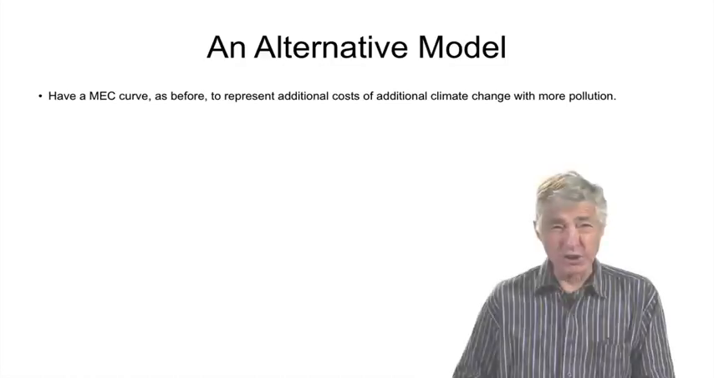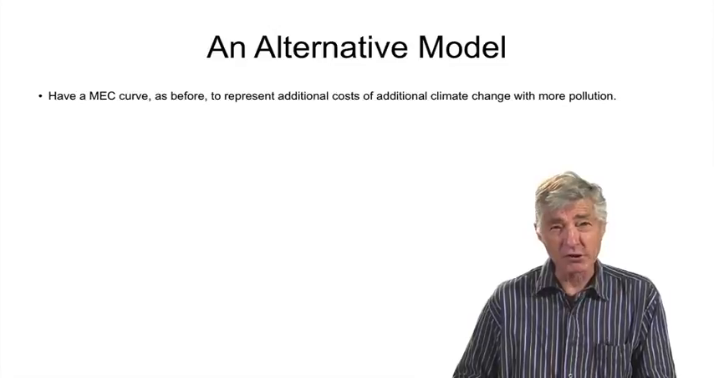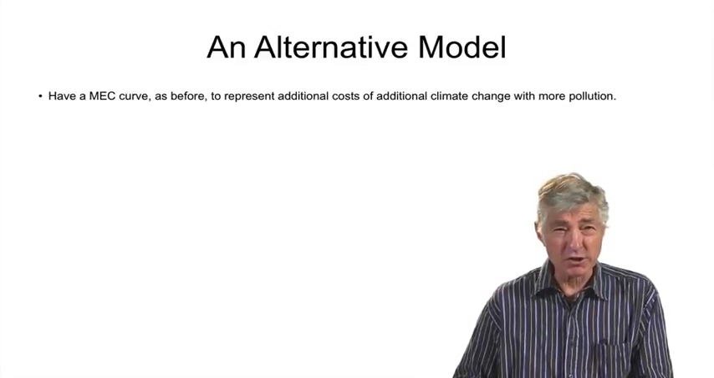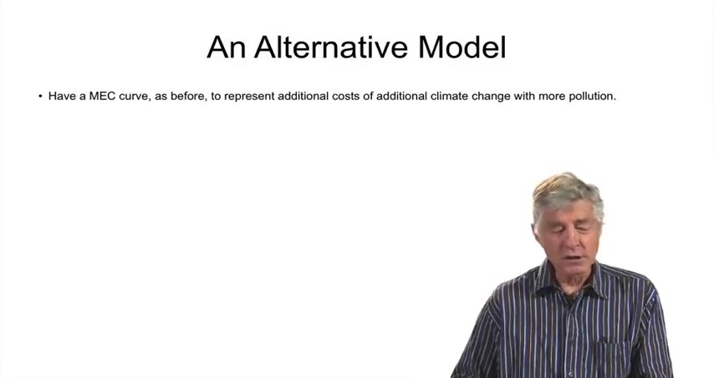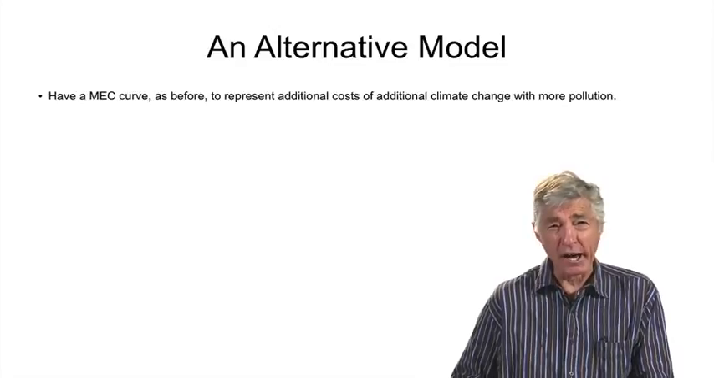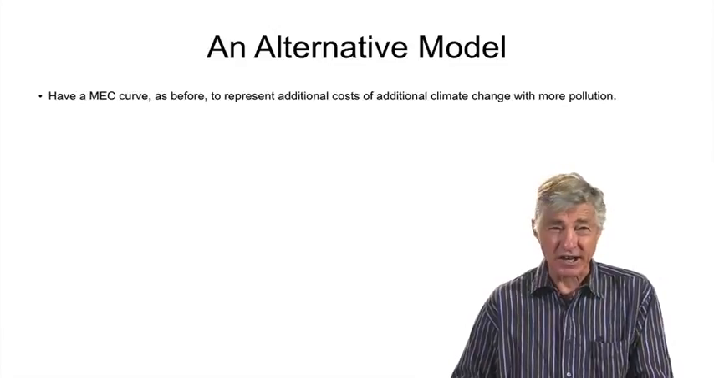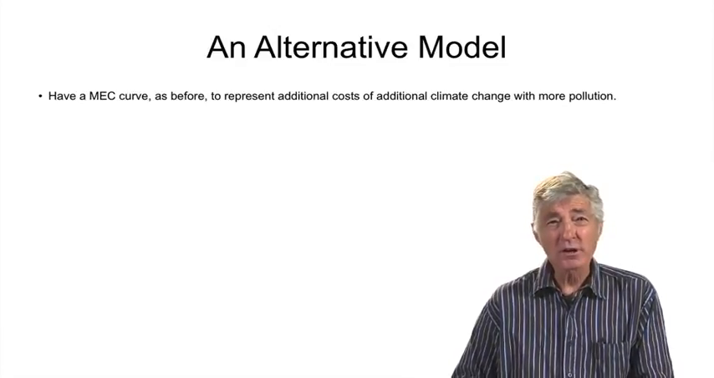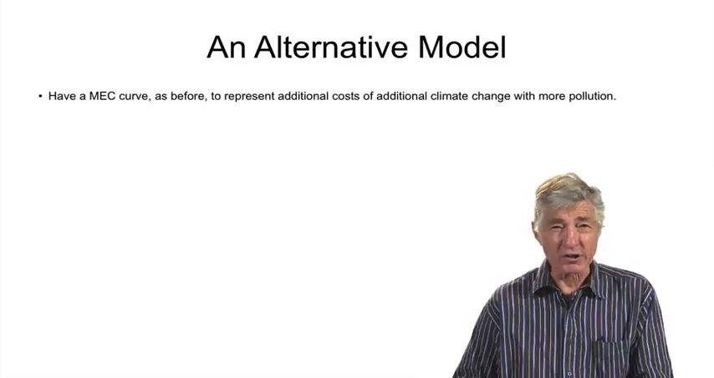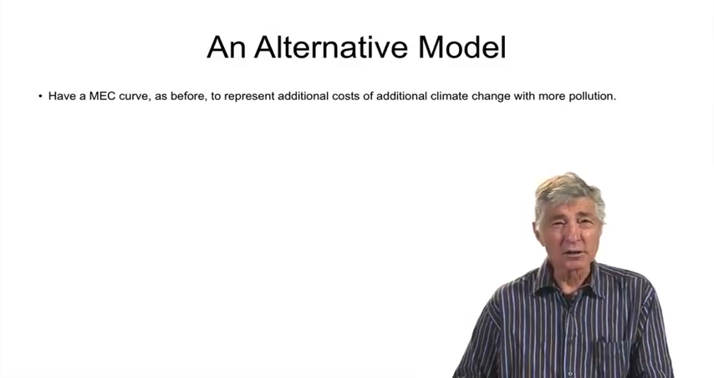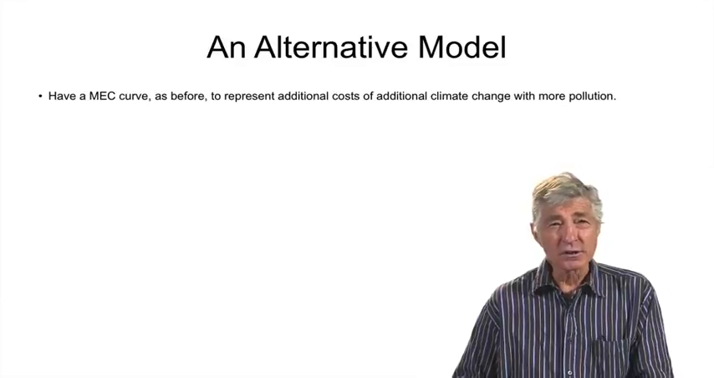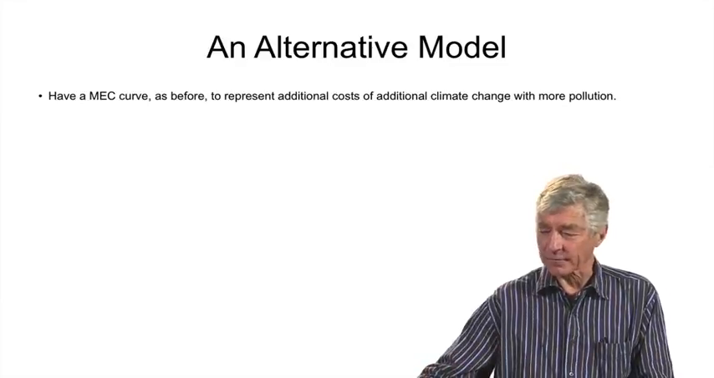So in building this alternative model, we want to have two curves, a supply cost of pollution and, if you like, a demand or benefits of pollution. And for the supply cost, we have our old friend, the MEC, or marginal external cost curve. That says as there's more and more pollution, then there's more and more climate change, and that climate change has more and more severe or additional effects on agriculture, sea levels, our buildings, and all that sort of thing.